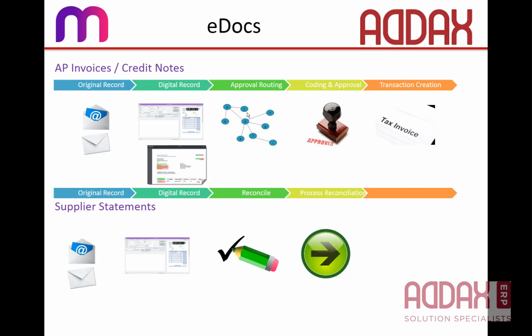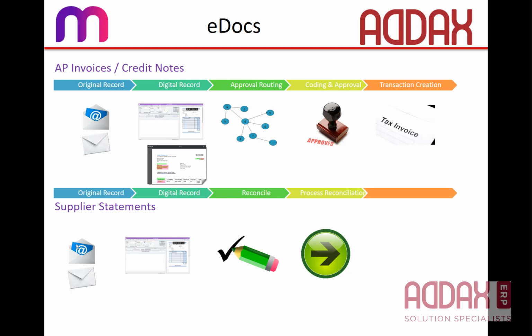The next step is to actually route these electronic documents for approval. These will go off to the various different people in the business, requiring that they then code and approve it for the purposes of creating that into an AP transaction and ultimately paying the supplier.